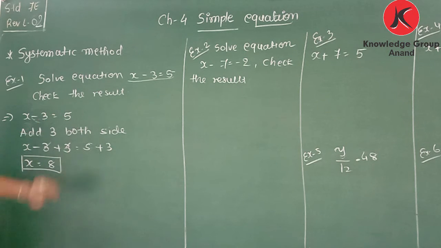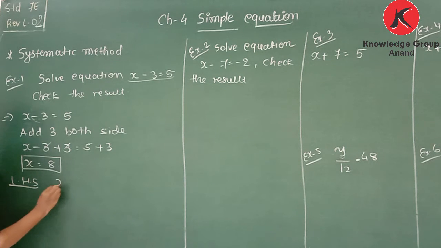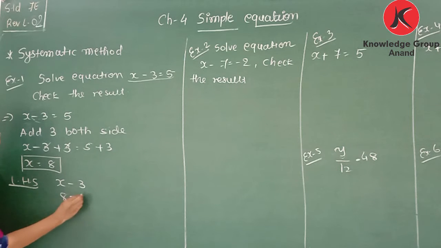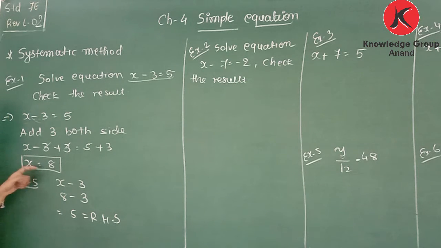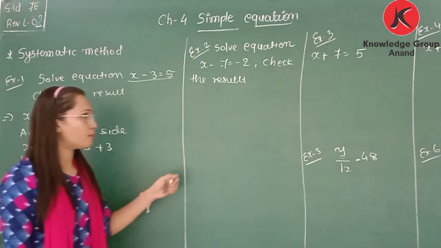Now check the result, means you need to write the value of the variable on the left hand side and it should be equal to the right hand side. So let's write. Left hand side is equal to x minus 3. So our value is 8, 8 minus 3. It is 5. So it is the right hand side. So the result is correct.